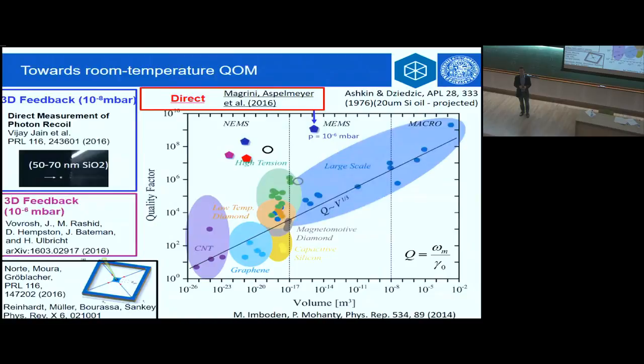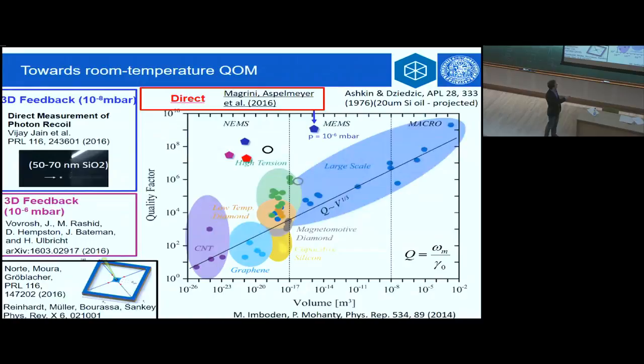But the figures of merit we use are often the same. The mechanical Q tells us how fast the energy dissipates into the environment, and this is why this number is important. As I show you in a few moments, it will go into how fast the system decoheres. So this is to give you a feeling for the numbers.